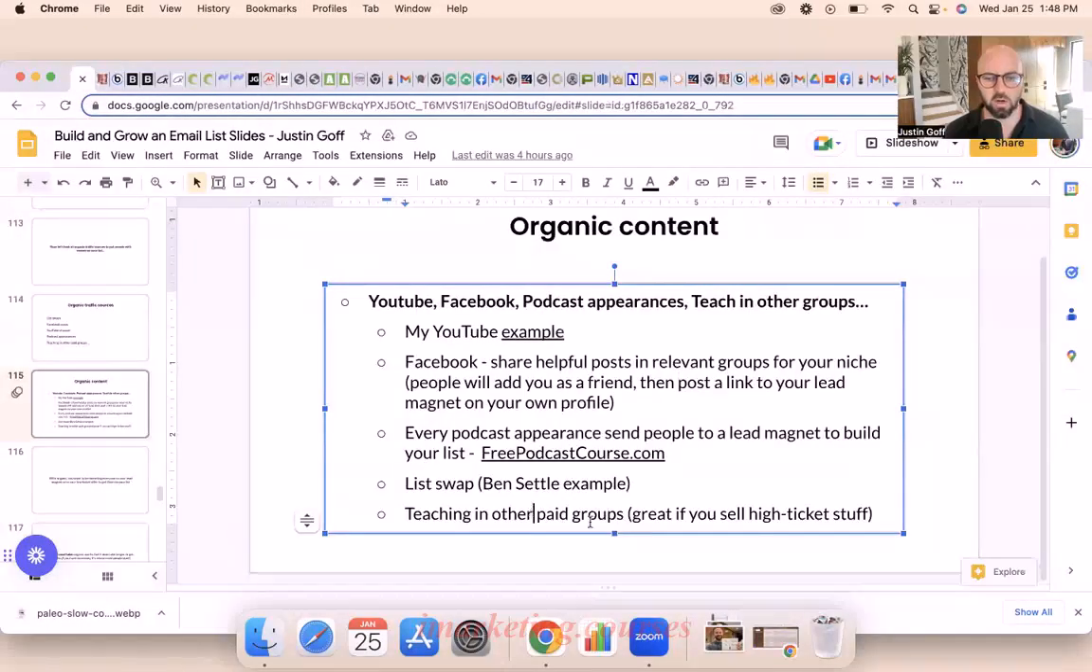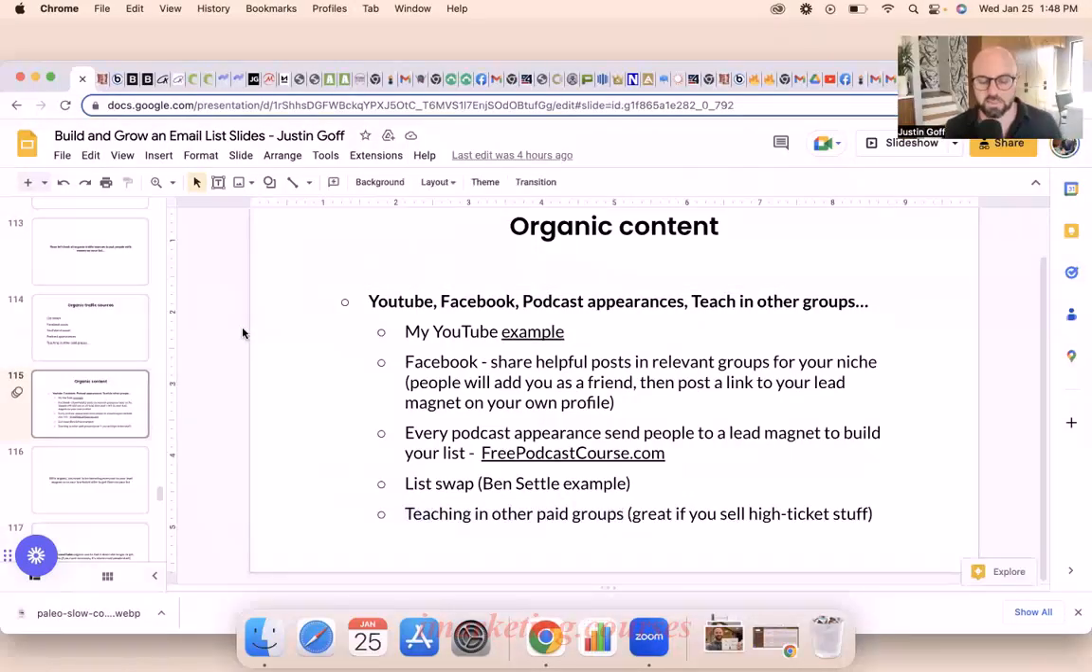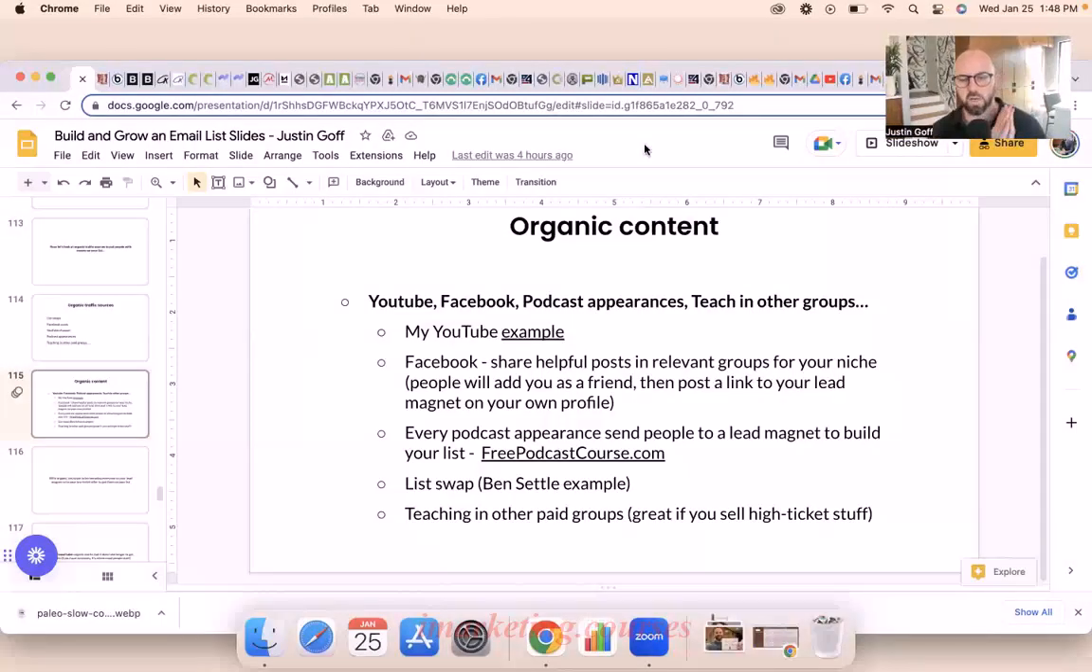The last one I'll cover is teaching in other people's paid groups. If you do high ticket stuff, this is really, really smart. If you're doing lower ticket stuff, it's really not worth your time. But if you're doing high ticket stuff, like any type of coaching, consulting, service-based business, if you're in front of other people's paid groups and you're teaching to them, man, that's just a great group of people to be in front of.